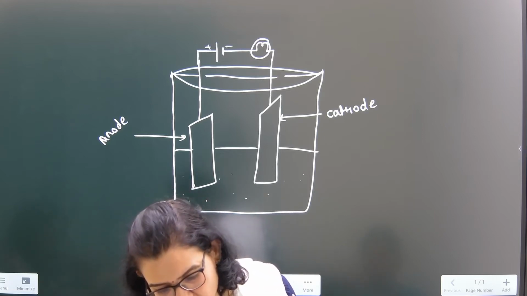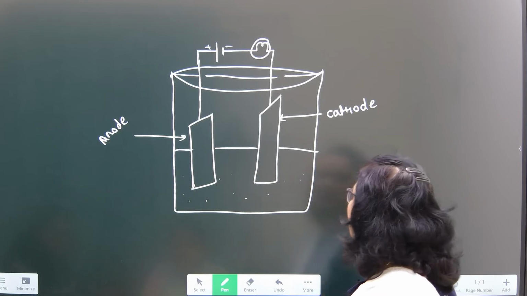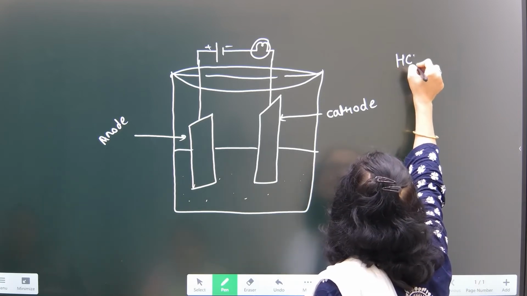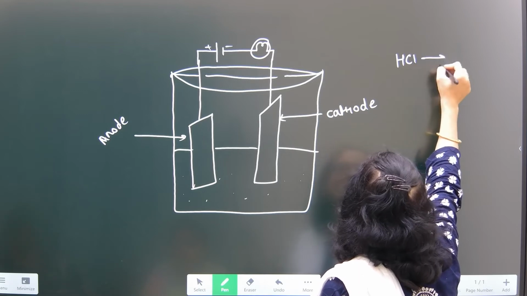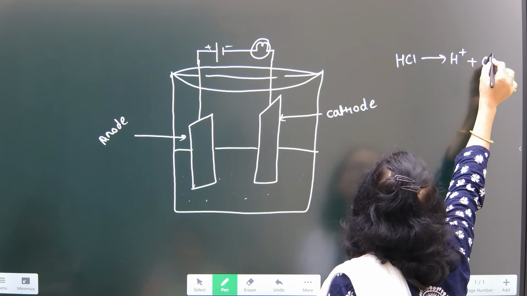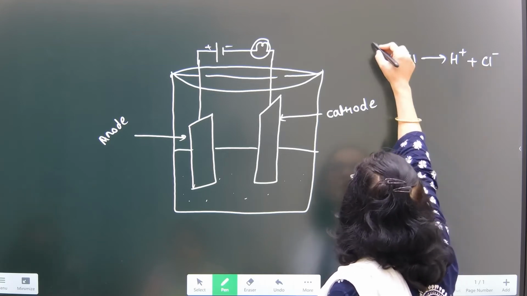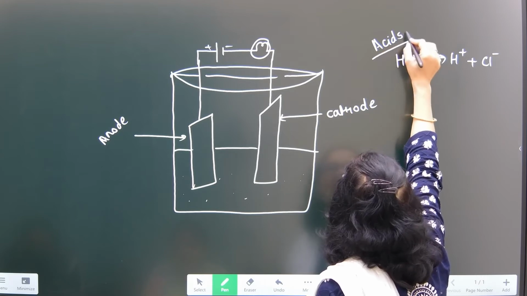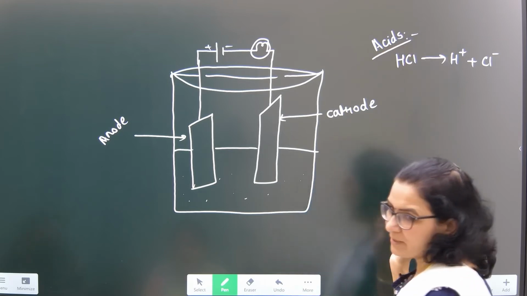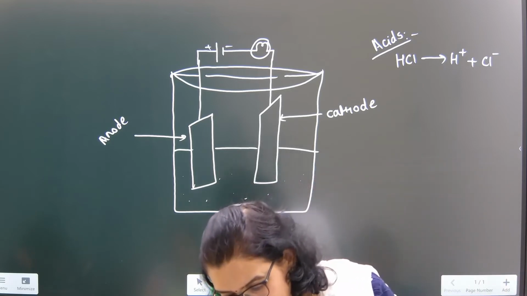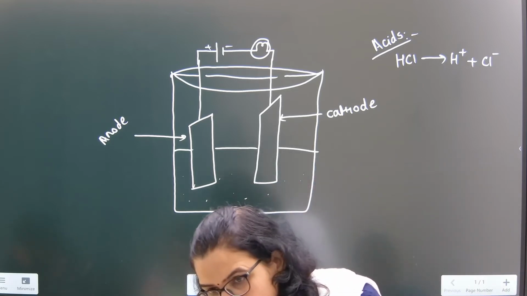In that case, we can say that strong electrolytes are whenever there is a strong acid, for example hydrochloric acid. Hydrochloric acid will dissociate into H plus ions plus Cl minus ions. So all the acids, when they dissociate, will form H plus ions.